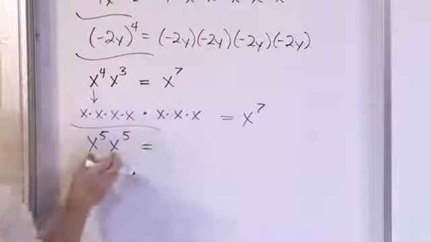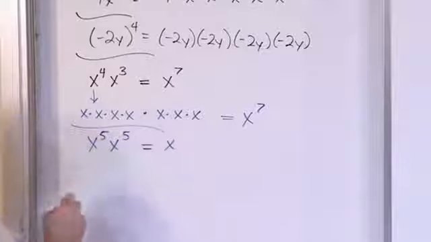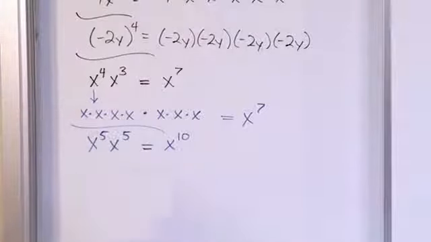First thing you check is, are the bases the same? I have x and I have x, so yes, I can multiply these together. I'm going to add the exponents and I'm going to get a number 10, right? X to the power of 10.